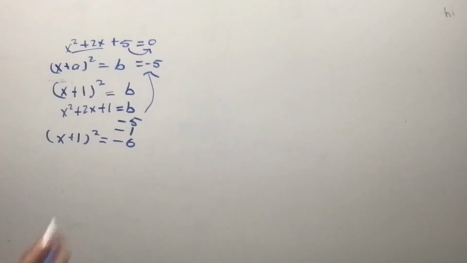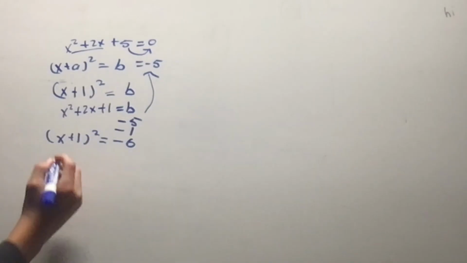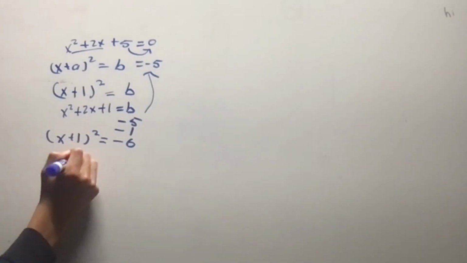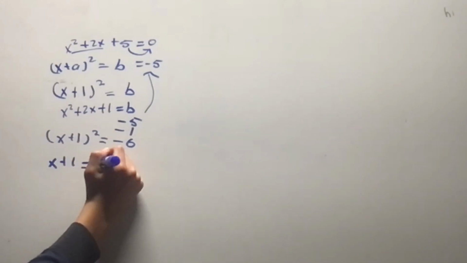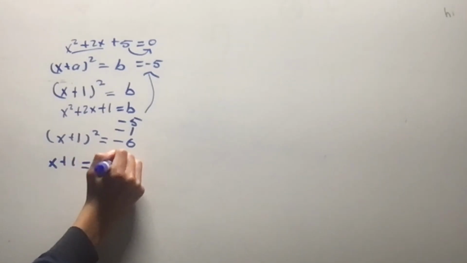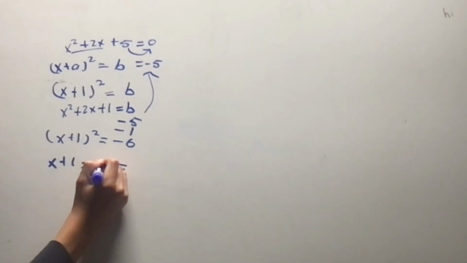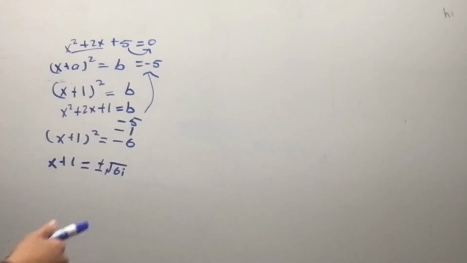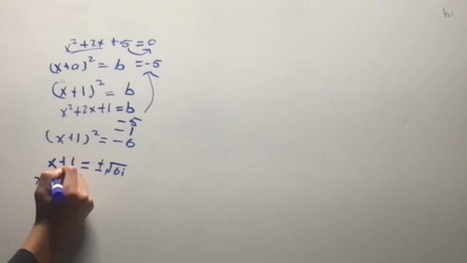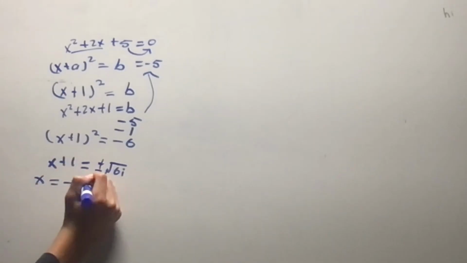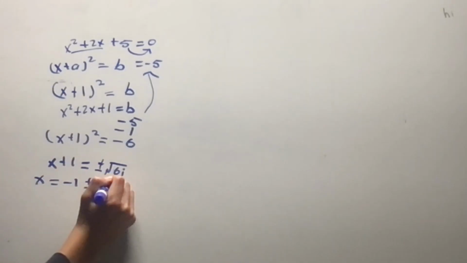Now, we need to square root both sides to get rid of this. So we get x plus 1 equals plus minus square root 6i, because both of these squared is equal to -6. Therefore, we get x equals -1 plus minus square root 6i.